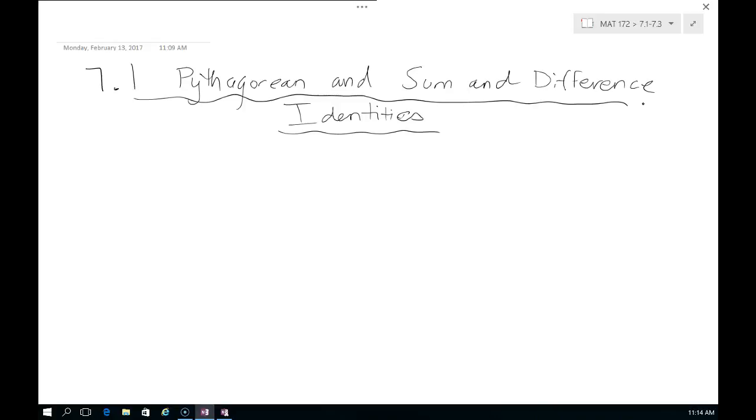So right at the beginning of section 7.1, there are some basic identities. And these identities you should have learned back in chapter 6. They have our reciprocal identities and our quotient identities. So you should have already learned that sine of x is 1 over cosecant x. And cosecant x is 1 over sine x. That is a reciprocal identity.